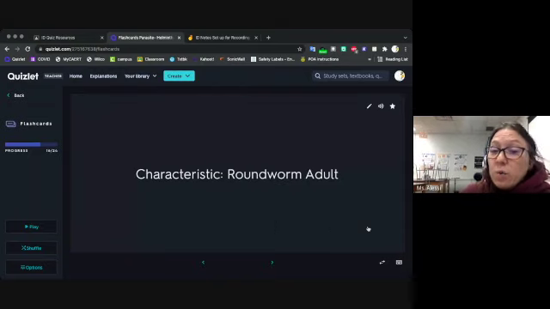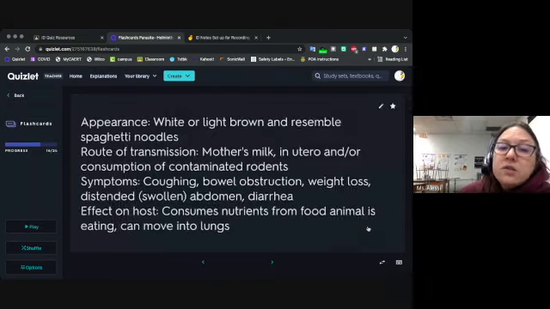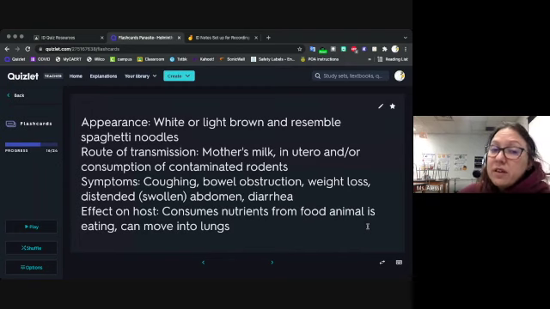Next, we have our roundworm adult. Roundworms are white or light brown and resemble spaghetti noodles. So think of thick pasta. The route of transmission again is your mother's milk or in utero, and the consumption of contaminated rodents. Rodents often have these. Symptoms are going to be coughing, bowel obstruction, weight loss, distended or swollen abdomen, and diarrhea.